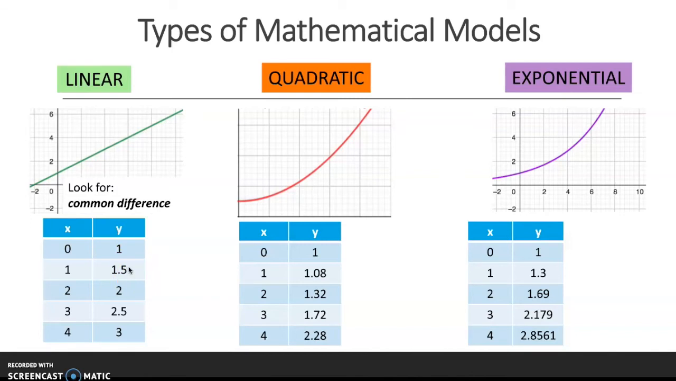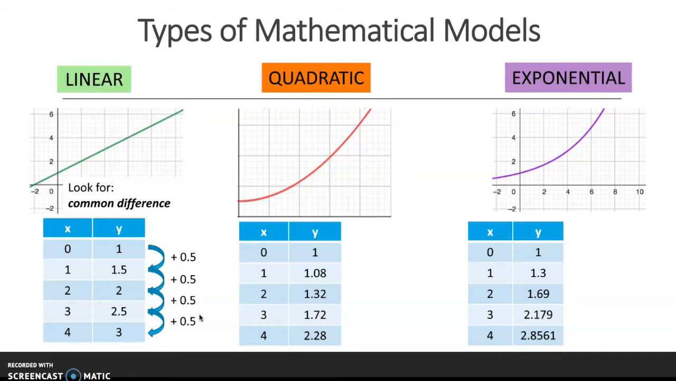For example, if we want to know the difference between these two, we do the second number, 1.5, minus the first number, which is 1. And the difference is 0.5. When we do the next difference, 2 minus 1.5, we again get 0.5. And same thing, 2.5 minus 2 is 0.5. And finally, 3 minus 2.5 is also 0.5. So we call it a common difference because the difference is always the same. In this case, it's always 0.5. If you have that situation, that means you are looking at a linear function.